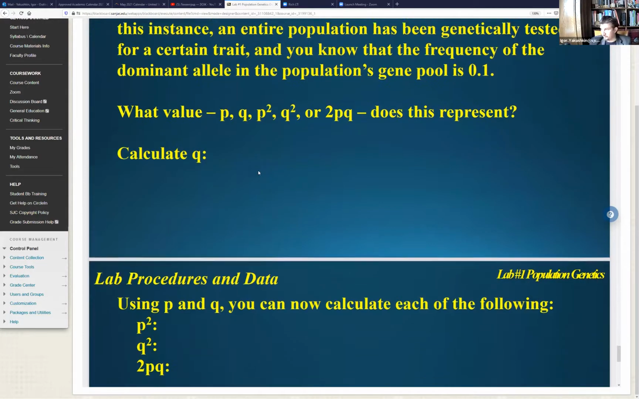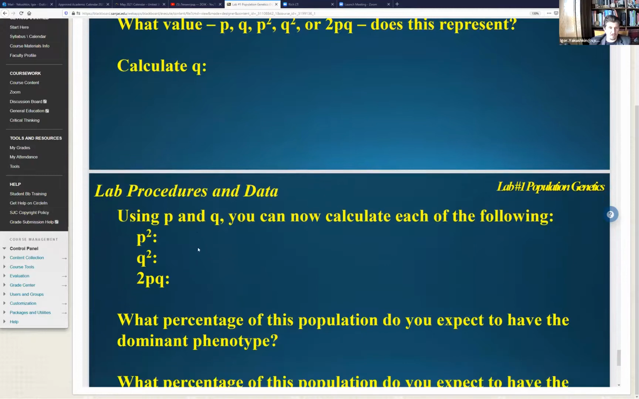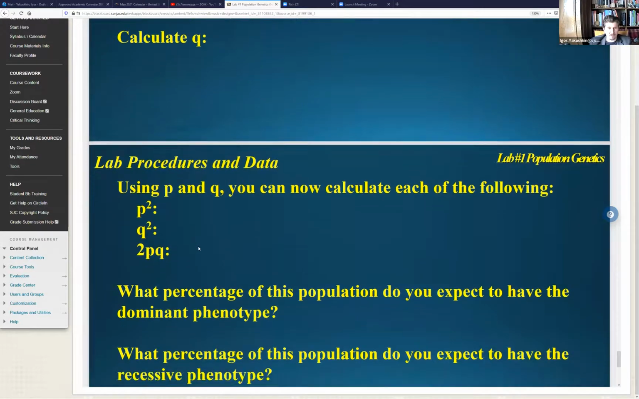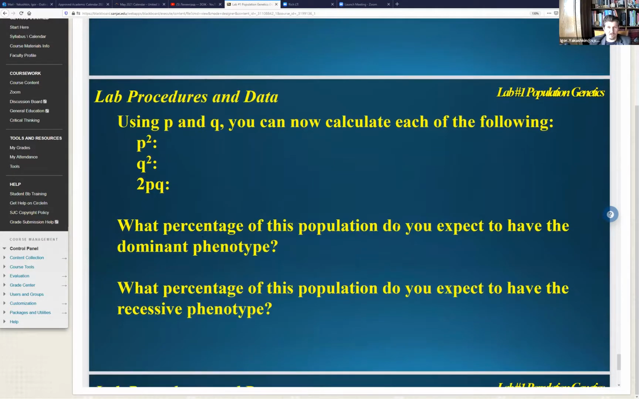Calculate Q, we did. Calculate P squared, we did. Q squared, we did. PQ, we did. Now, give me the answer for this one. What percent of this population do you expect to have the dominant phenotype? Since it's a percentage, give me the percentage.